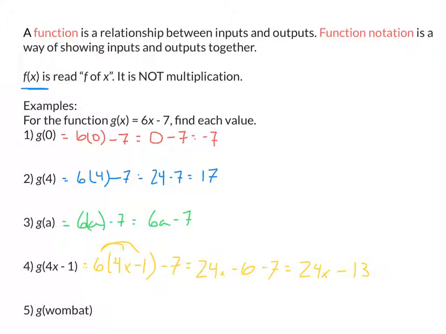And in the last one, it's kind of weird. We're doing g of wombat. So in place of x, we're just going to put the word wombat. And I know it's weird, but it's just to illustrate the fact that it doesn't matter what you're putting in. Whatever it is there just goes in place of x. And then you do with it what you can. Sometimes you can do something with it. Other times it just has to stay as it is.